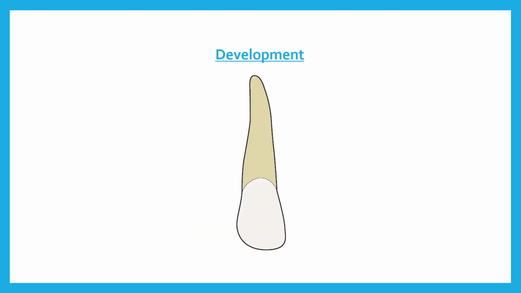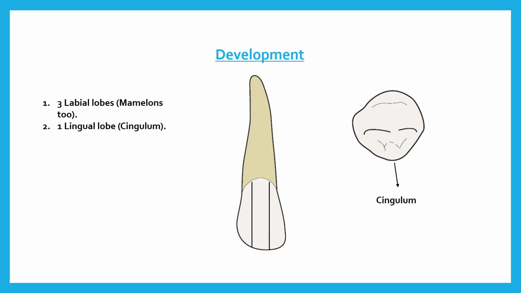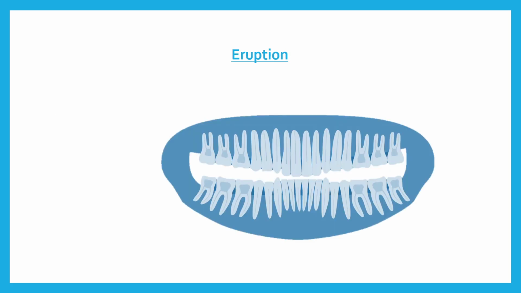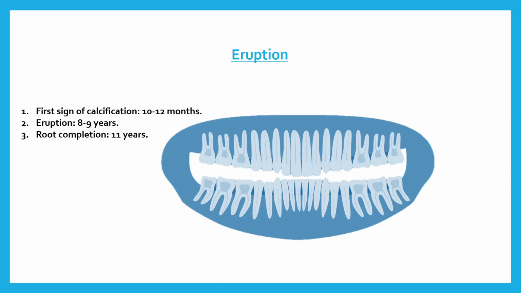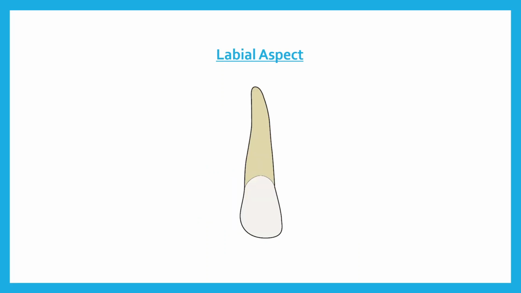Just like the central incisor, the lateral incisor develops from 4 developmental lobes, 3 labial and 1 lingual represented by the cingulum. The first sign of calcification is at 10 to 12 months old, eruption is at 8 to 9 years old, and root completion is around 11 years old.